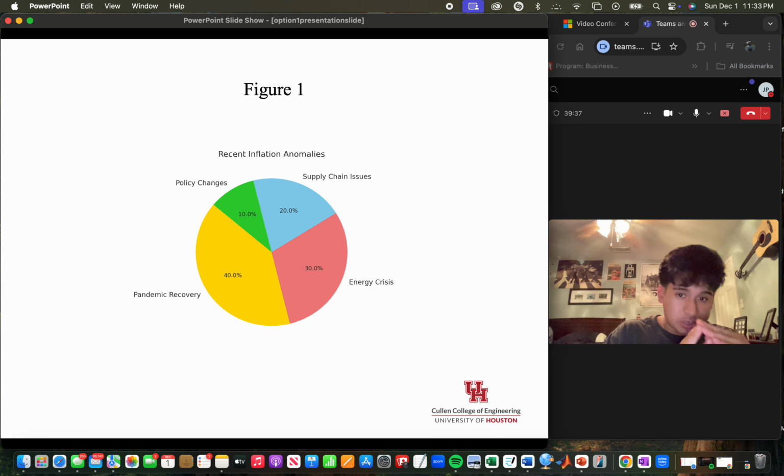The energy crisis was huge. It also affected inflation, but not as much as the pandemic. Supply chain issues, we always have those, and policy changes, that always happens. It's inevitable. Those are the smallest chunk. But the pandemic and the energy crisis affected the economy so much. It was like a jump from here to here. We're going to see it right now.